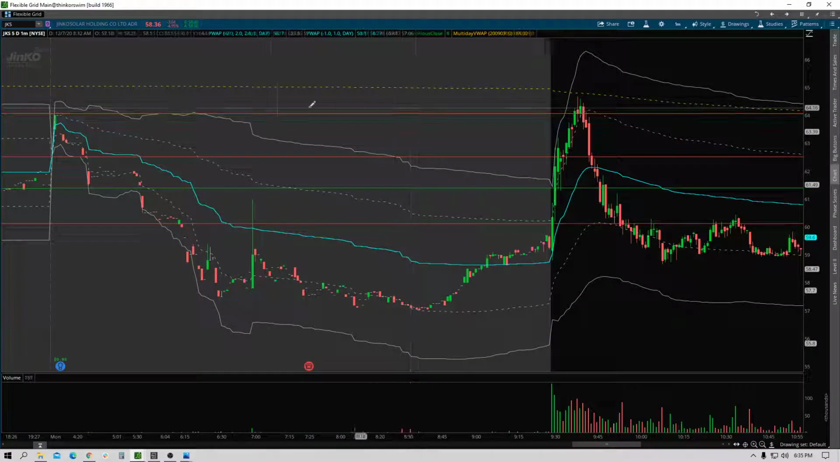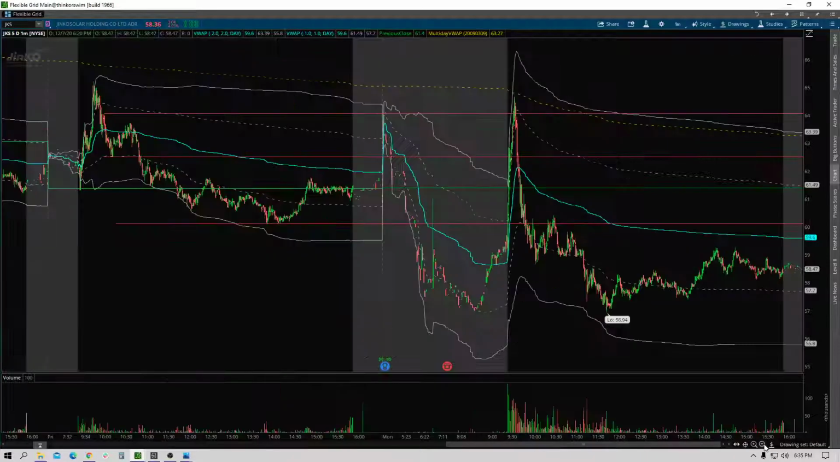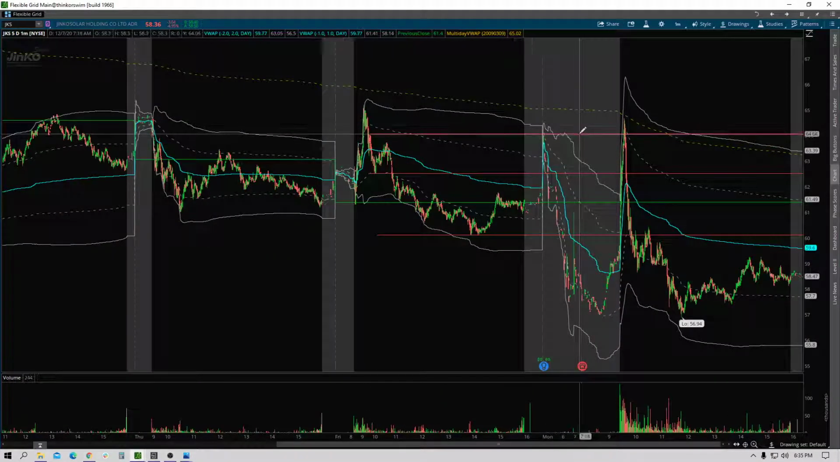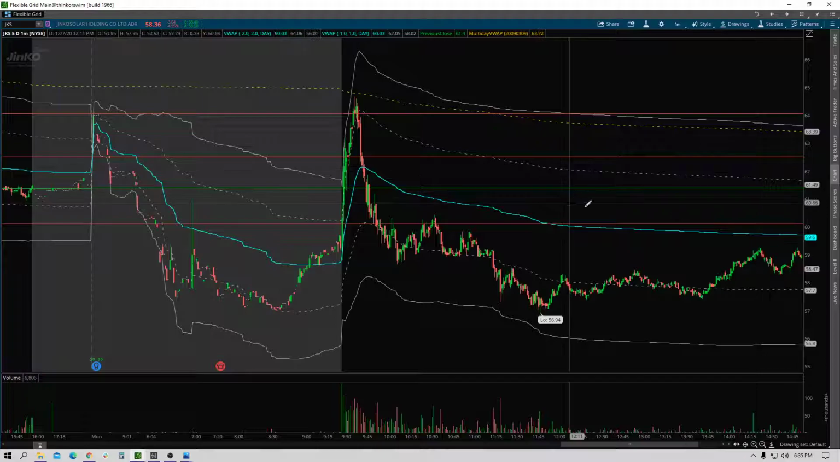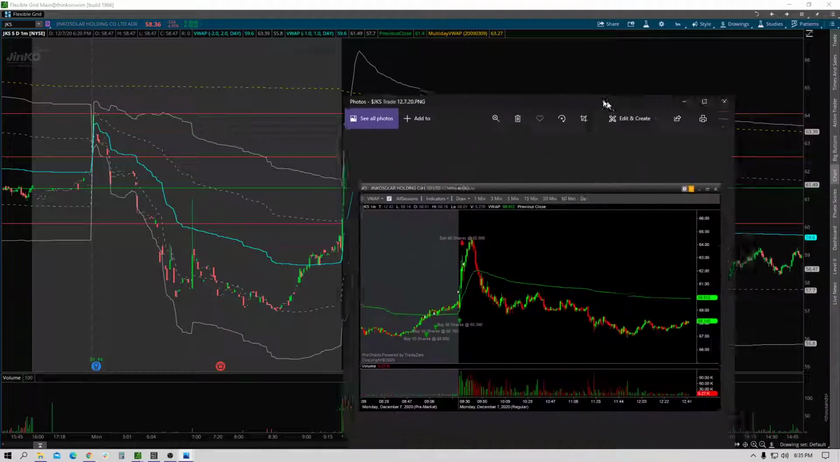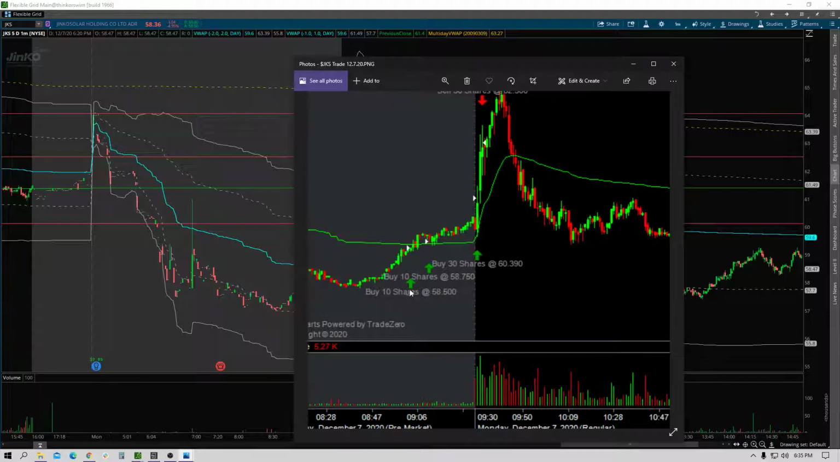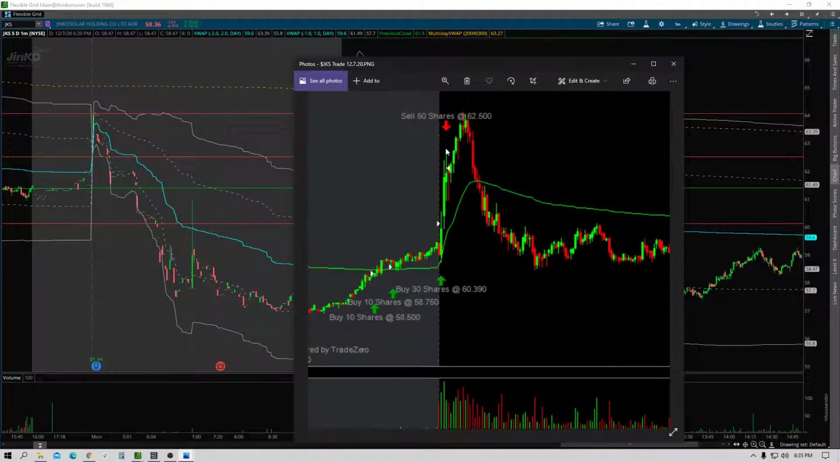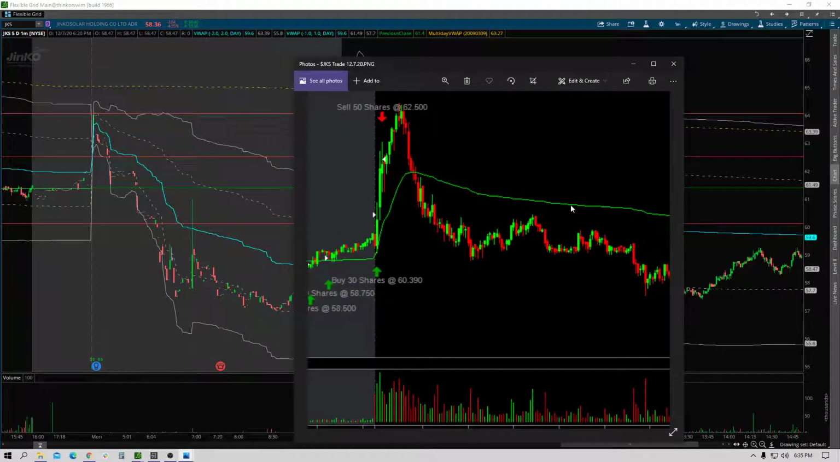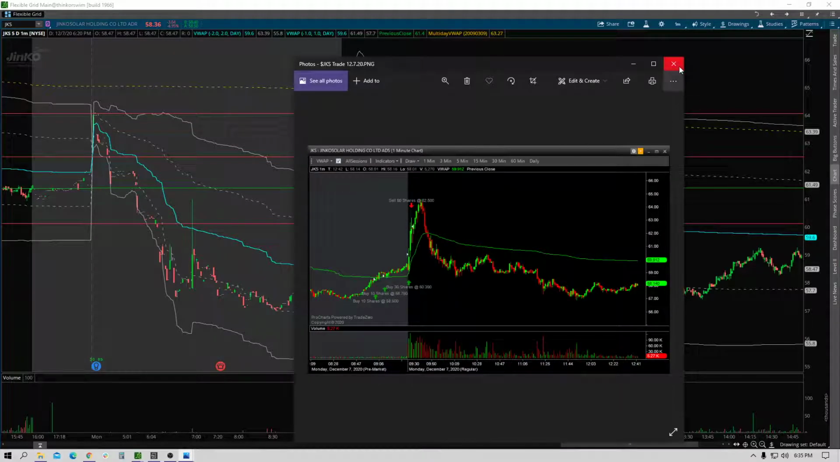It came back and tested the levels from yesterday, like I said I highlighted earlier. I could have put it out. Obviously, it's always in hindsight. You could make more. But this trade, I'm glad it really worked out to my plan. And you can see here my entries right there. Buy 10 shares, buy 10 shares, buy 30. Sold it at 62.50. Not bad. It's a nice quick trade.